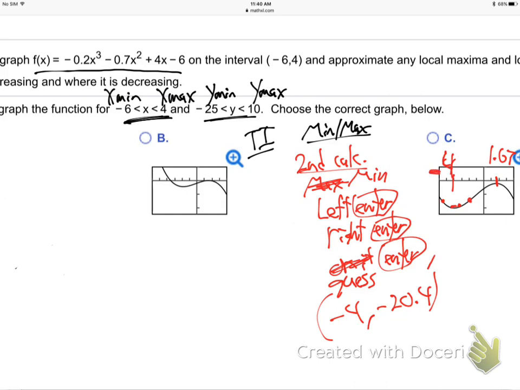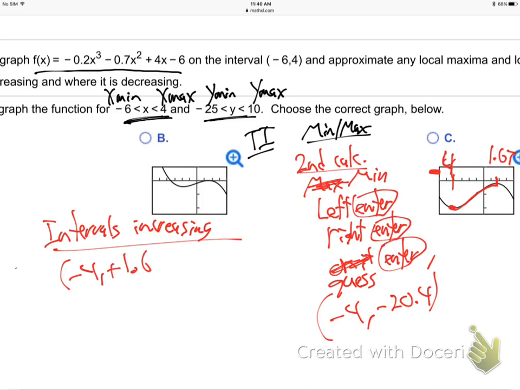So notice the graph now. The final question is they're going to say intervals where it's increasing. So what are the intervals where it's increasing? From here to there. That's increasing. So that would be from -4 to positive 1.67 or whatever it was, rounded to however far they want you to round it. Parentheses again, no brackets. They always want parentheses on x intervals.